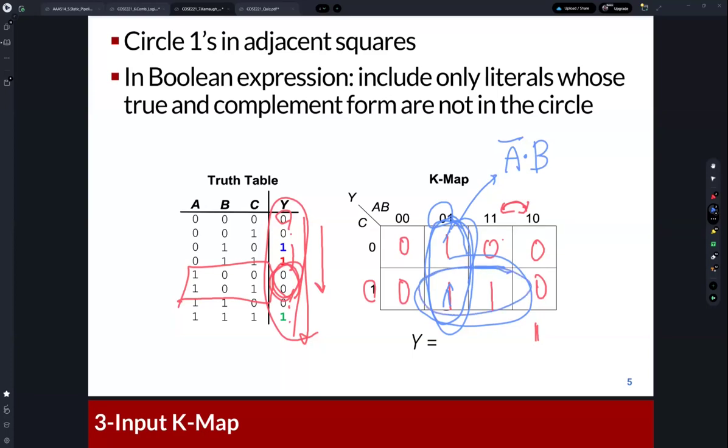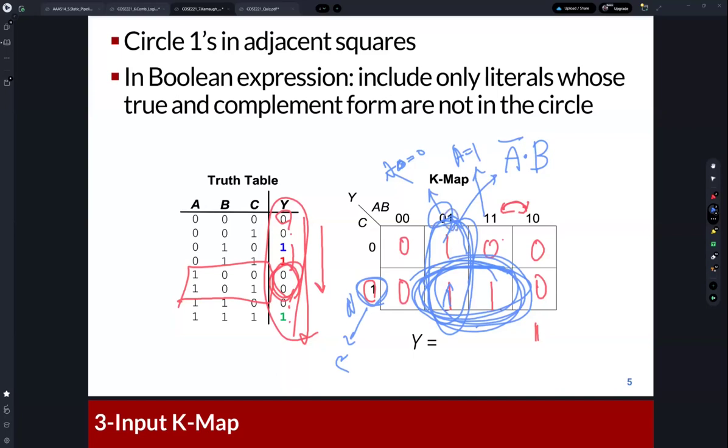How about this circle? If we just check this circle, then C is 1, right? C is 1. And for this circle, A is 0, and then A is 1. So it means we can remove A for this circle, right? Because A is 0 and A is 1, two different values. Then by using the combining theorem, we can remove A.